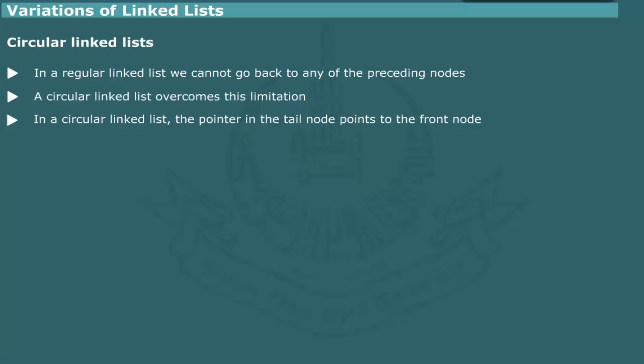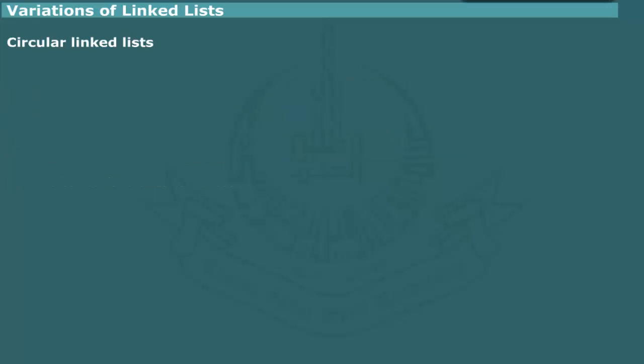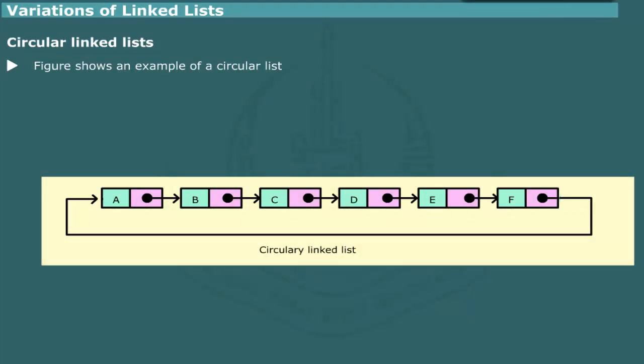In this data structure, we can continuously scan the list so as to reach any of the nodes. A circular linked list has no front or tail node. However, in order to make entry into the list, we need to reference one node using an external pointer. As with the regular list, this pointer may be referred to as the head pointer. When the list is empty, the head pointer contains a null pointer. Figure shows an example of a circular list containing characters A through F.